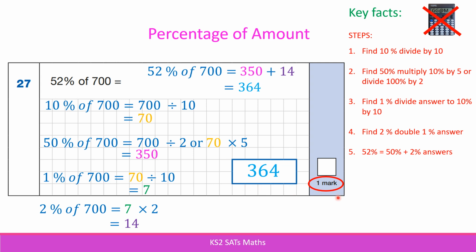There's quite a lot of work you've got to do to get this answer of 364, and it's very unlikely you'll be able to do it in your head, so you must show your working. You need to write down the numbers that you're working out, the 70, the 350, the 7 and the 14, in order to get this answer. Otherwise you will make a mistake in your work. Give yourself a big tick if you got this correct. Well done.